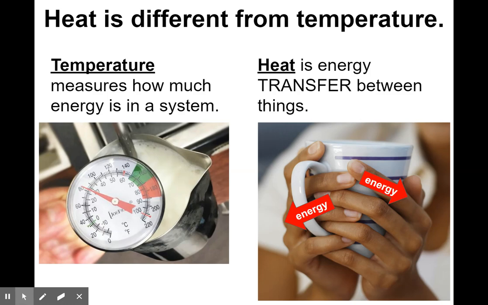Now, heat is different. Heat is energy transfer between things. If there's no energy transfer, we cannot pick up any heat. So it's the movement of the thermal energy. It's a slight difference.